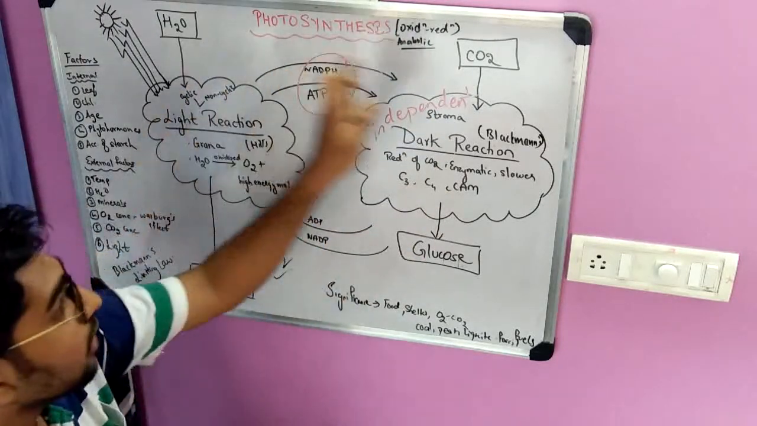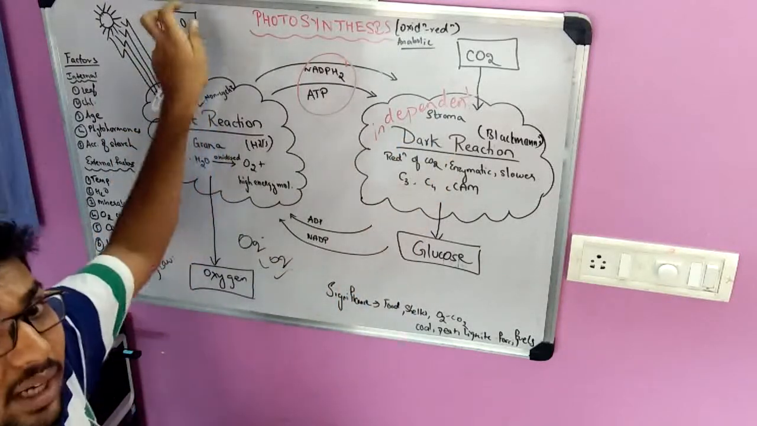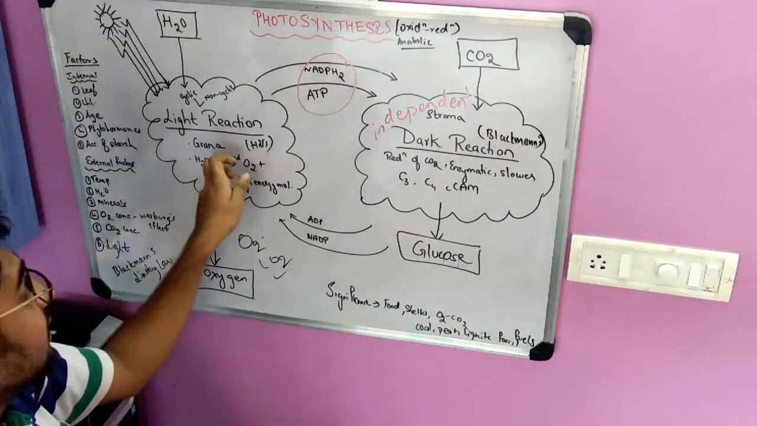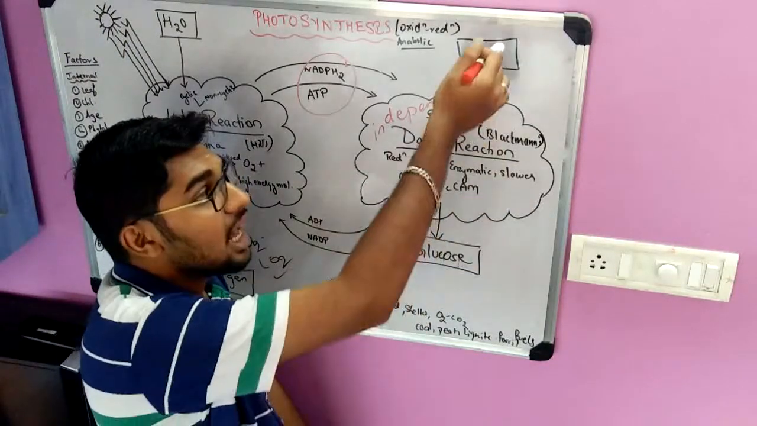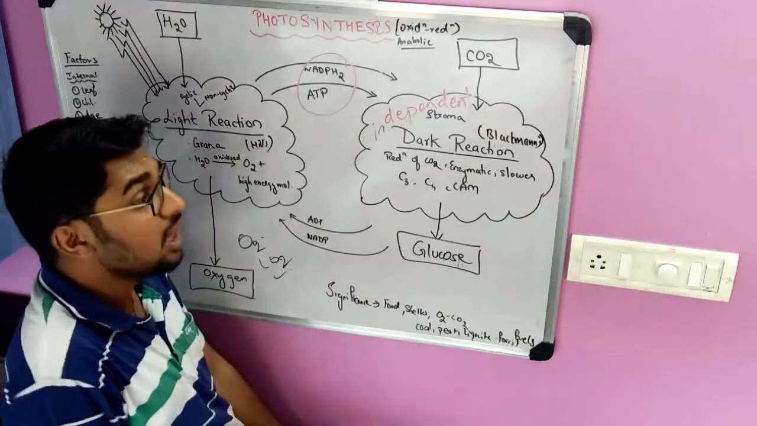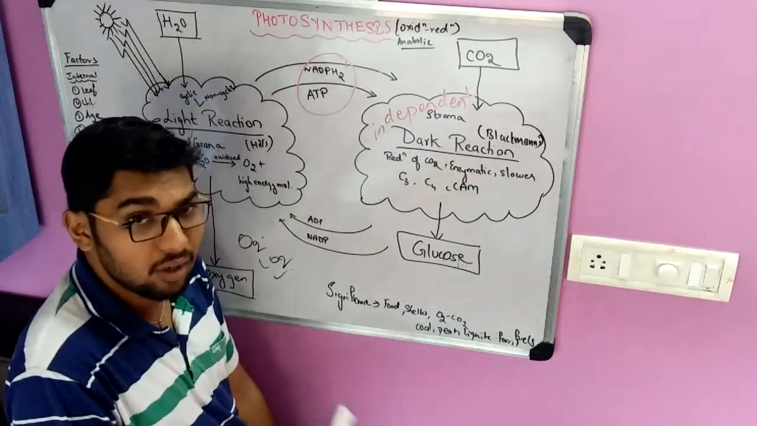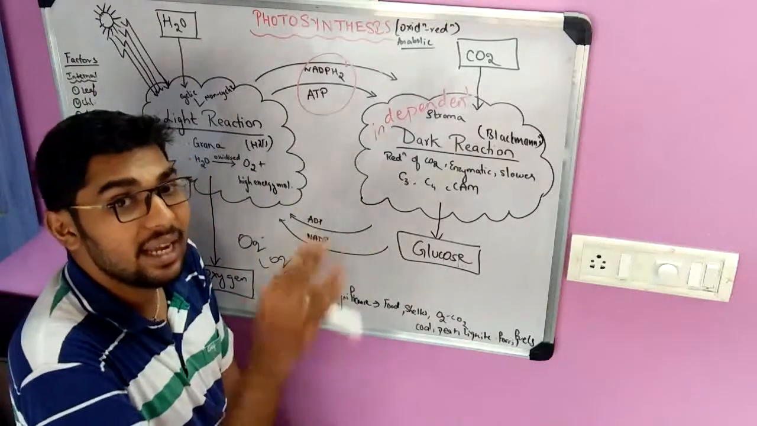So this is the entire pictorial representation of photosynthesis. Light reaction, dark reaction. In the light reaction, water and light are very necessary. It occurs in grana, and oxygen is liberated as a byproduct. Whereas in dark reaction, carbon dioxide is very necessary, along with energy-rich molecules such as ATP and NADPH2. It occurs in the stroma of the chloroplast. It is a light independent reaction. It occurs 24 hours throughout day and night.